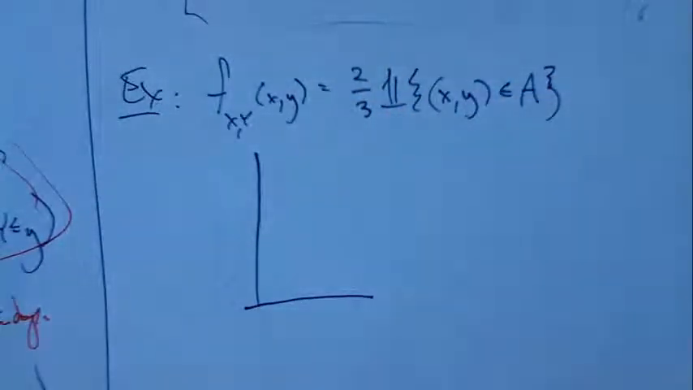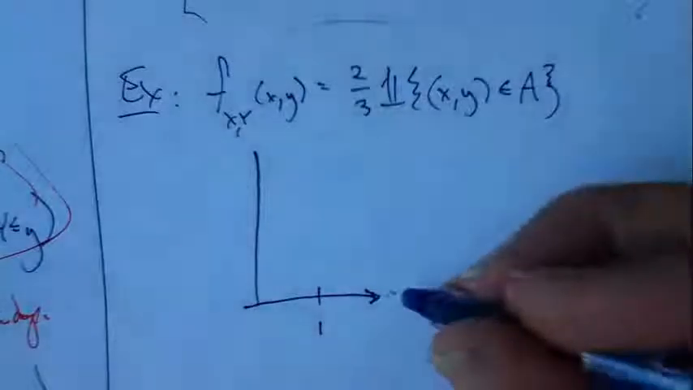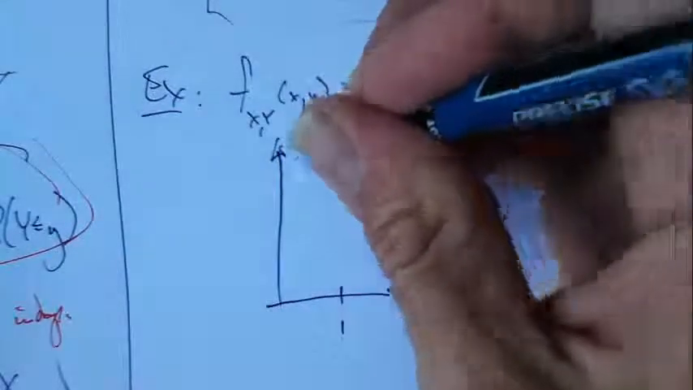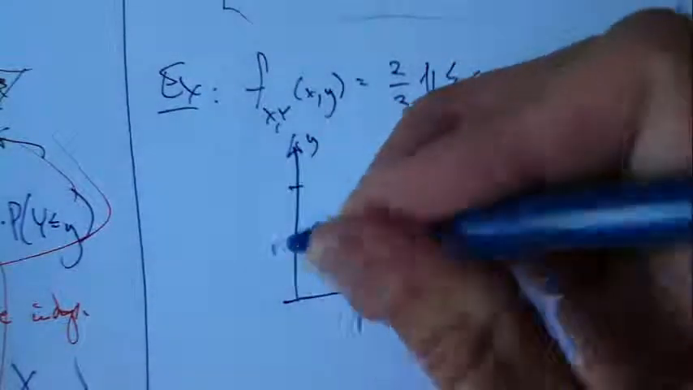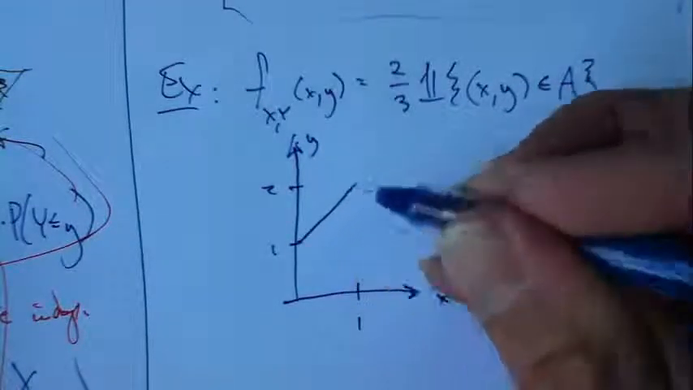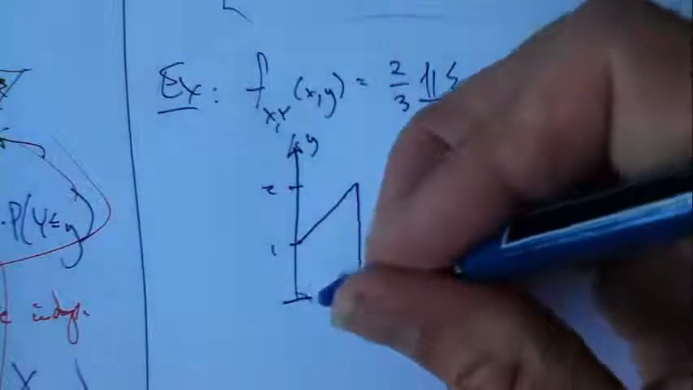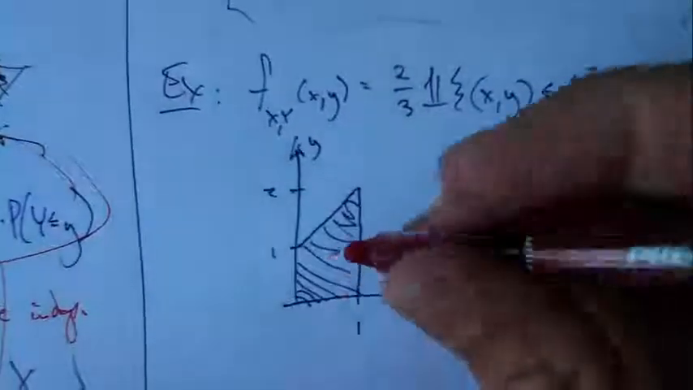Here's my region A. I'm going to say this is 1, this is my x-axis, and here's my y-axis. And here's 1, 2, like this. And I'll draw A, like this, right? This right here is the region I'm going to call A. This is the region that I'm going to call A.